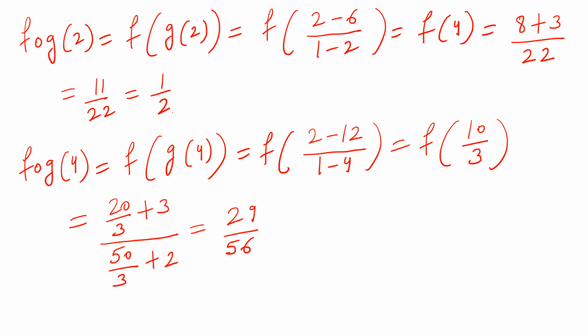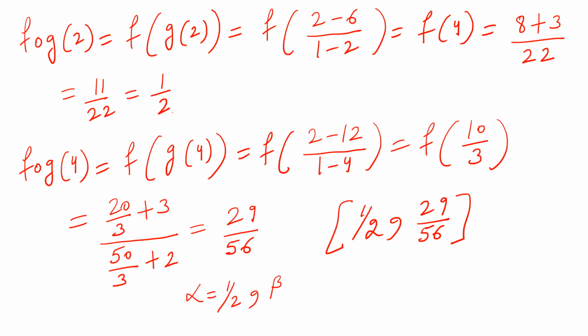Now since f(g(x)) is both continuous and increasing in the closed interval [2, 4], the range of f(g(x)) on [2, 4] will be the closed interval [1/2, 29/56]. That means alpha is equal to 1/2 and beta is equal to 29/56.